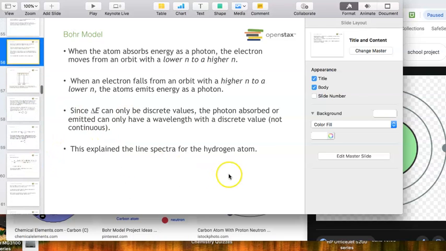When the atom absorbs energy as a photon, the electron moves from an orbit with a lower n to a higher n. When an electron falls from an orbit with a higher n to a lower n, the atom emits energy as a photon. Since the change in energy can only be discrete values, a photon absorbed or emitted can only have a wavelength with a discrete value. It's not continuous. This explains the line spectra for the hydrogen atom.